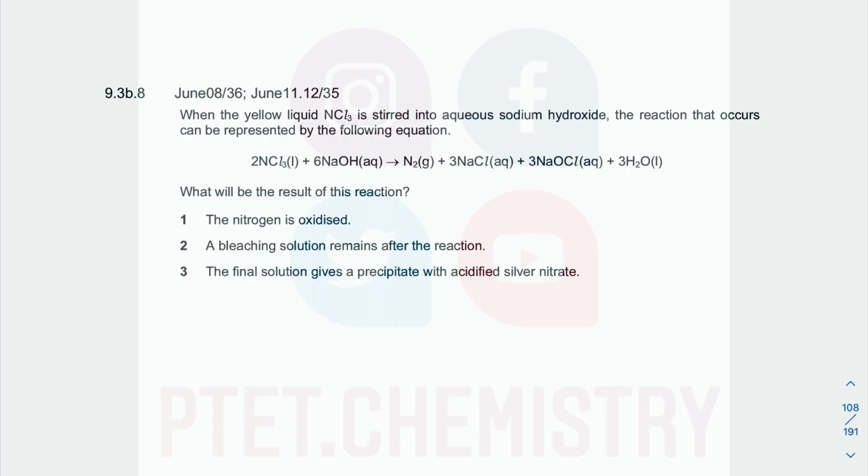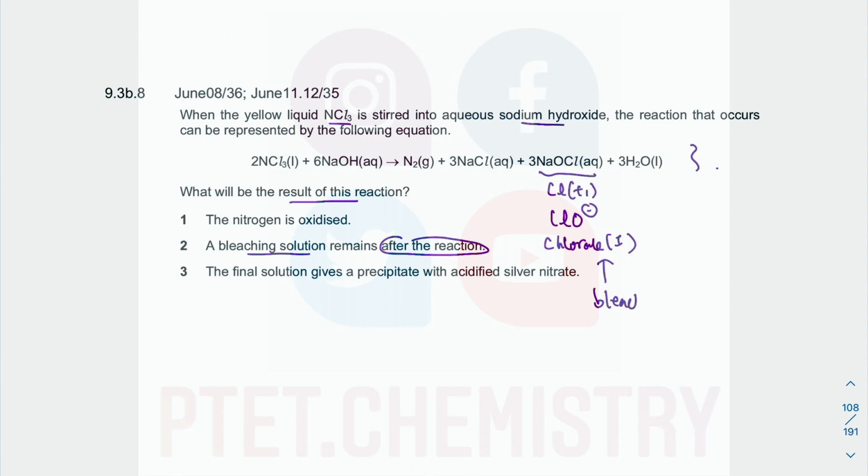So moving on to the next question. So when we have the yellow liquid NCl3, we stir them with aqueous sodium hydroxide, we get this reaction happening. What will be the result of this reaction? So you get a bleaching solution remains after the solution. Well, this is your Cl plus 1, this is your ClO minus, this is called chlorate 1, this is bleach. It's got the bleaching property, alright? So the fact that you form it means you're forming bleach, alright?